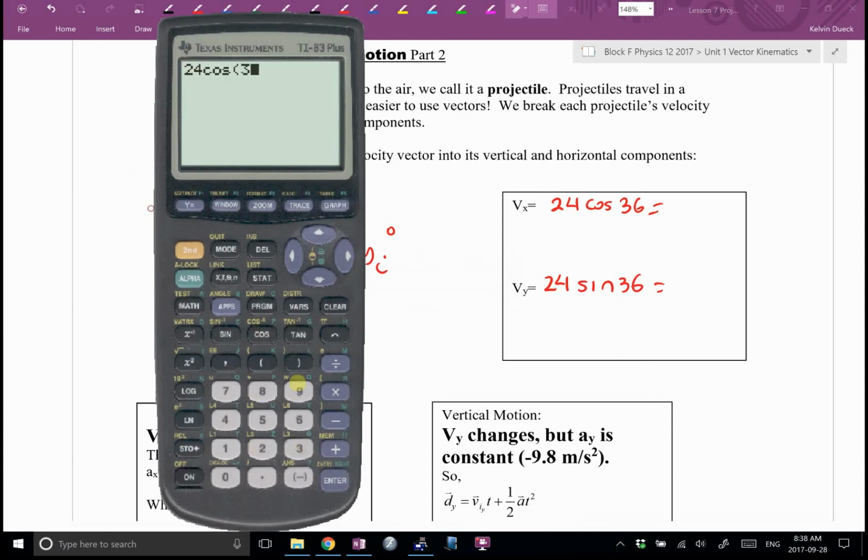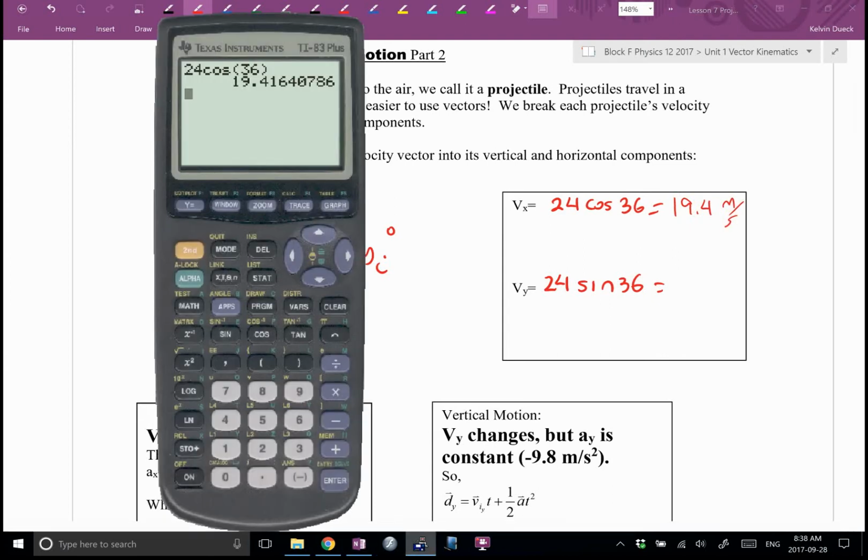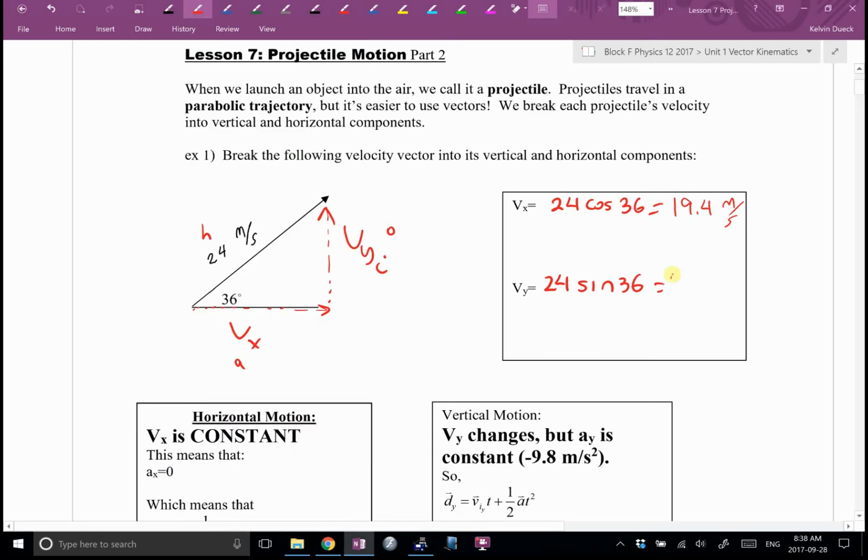24 cos 36. And if I was just asking for this, I would go to 3 sig figs, 19.4. If I knew I was going to be using this, I'd write down some extra sig figs somewhere. But since they're asking for this, I'll go 19.4 meters per second. And, I may leave this touch screen on after all. 14.1? I just got to learn how to write without moving the screen around.